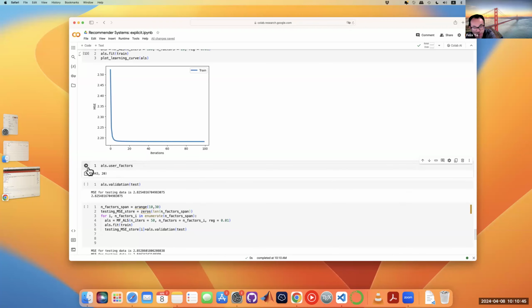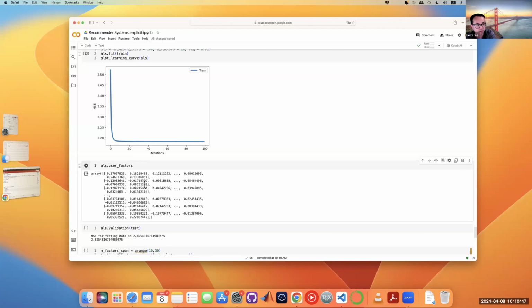But the interesting part is if you look at those values here, some values are negative. Because we are just using ALS, it doesn't preserve non-negativity. So basically, it could be that some inactive entries show up.